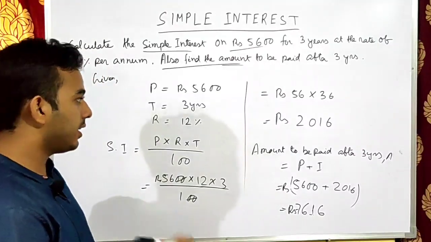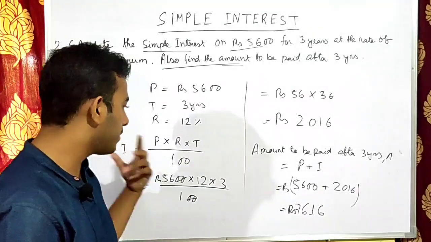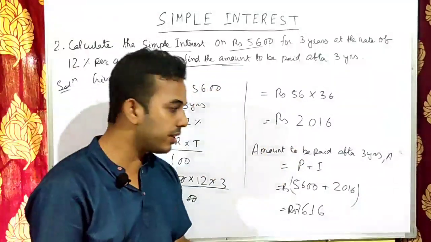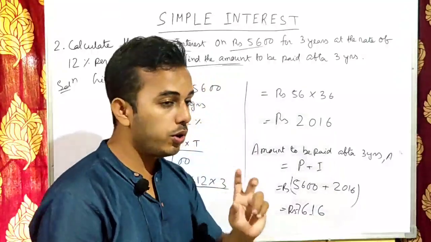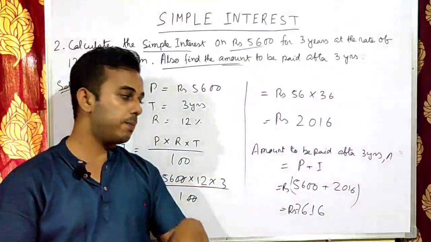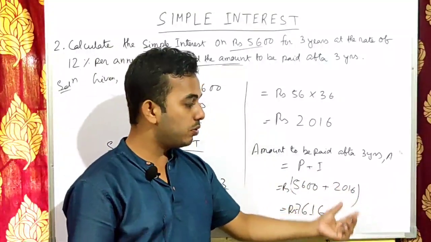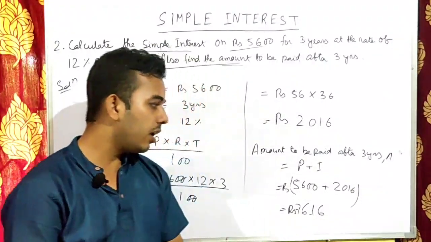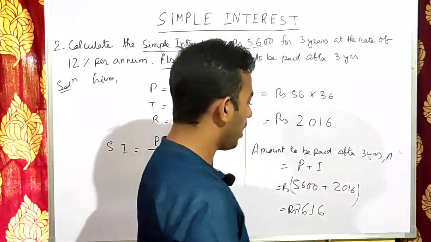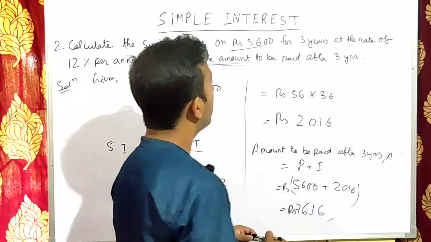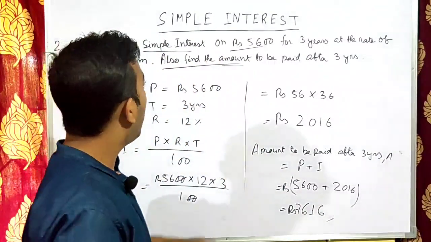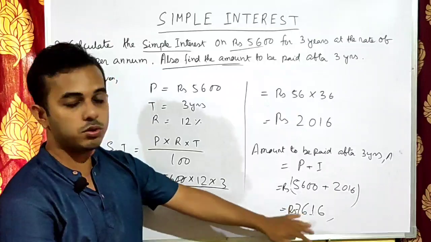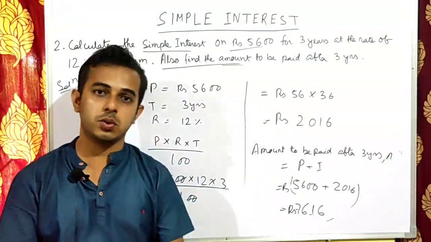What I have done is just put the values in the relation of simple interest, found the simple interest, and then again found the total amount to be paid after 3 years. This is represented by A, so we know there is a relation A equals P plus I. Here P is 5,600 and I is 2016. So when we add this, the result is 7,616. So this is the amount anyone has to pay after 3 years if the rate of interest is 12% and the principal amount is 5,600. So this is the solution of your question number 2. Now let's move to the next question, that is question number 3.